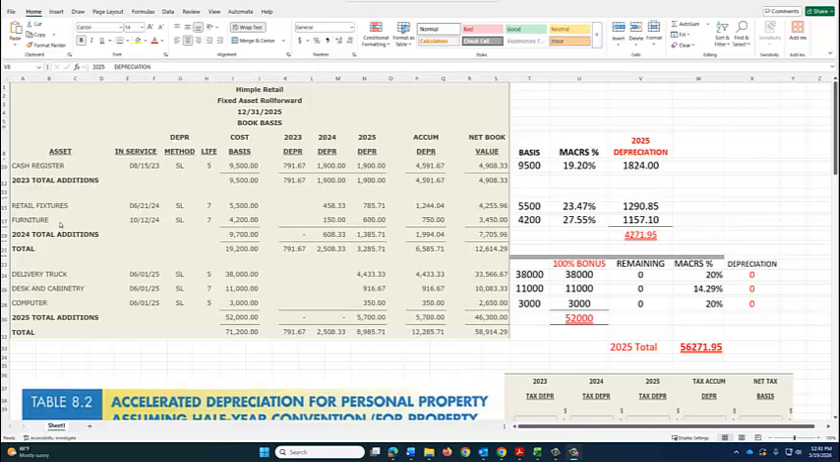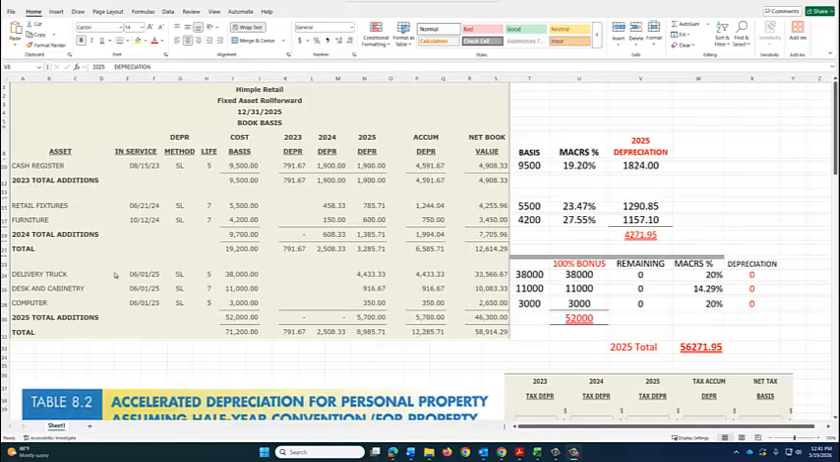We have retail fixtures for $5,500. They have a useful life of 7 years, and we've got furniture with the basis of $4,200, also with a 7-year life. Now, what's important that we have to watch here is the acquisition dates. Notice that this piece of furniture was purchased in the last quarter of the year. So the last quarter is October, November, December.